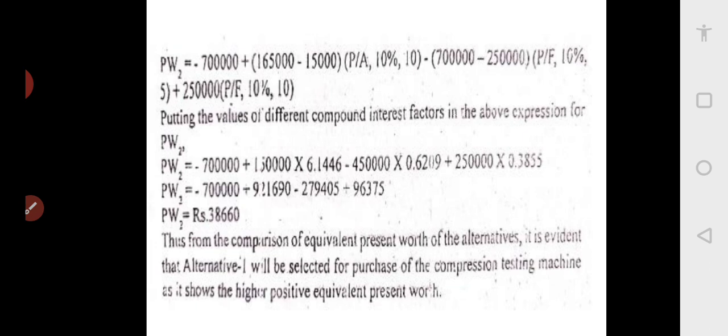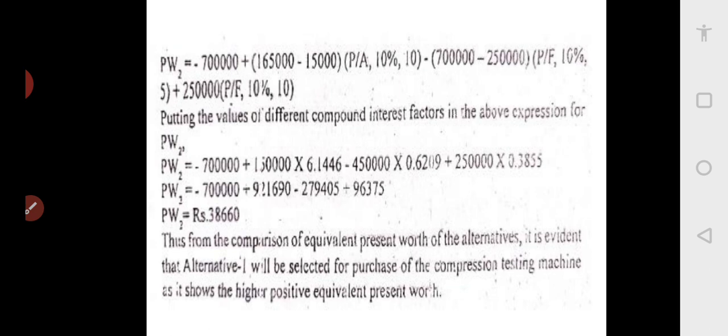So again, substituting the values of the different compound interest factors which we have taken from the chart in the above expression, you get PW2 is equal to minus 7 lakhs plus 1,50,000. This net amount is 1,50,000 into 6.1446. That is the factor what we are getting for 10 years, 10%. That is annual, this series payment. Okay, minus, now this 7 lakhs minus 2,50,000 is 4,50,000.